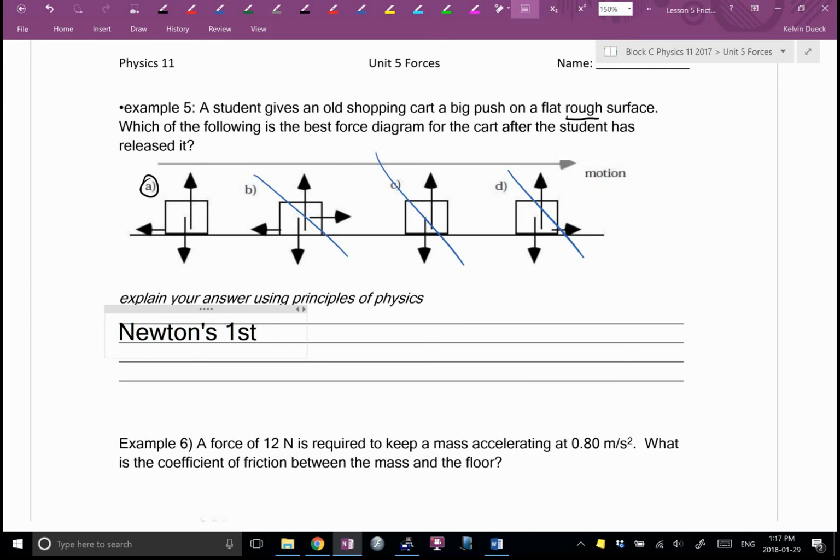I'm impressed. I give this often to my grade 12s, and so many of them want to pick D because it's moving forward. And I've done my rant last class, but I'll repeat myself. Hannah, it's not the direction of motion, it's the direction of acceleration. That's what Newton's laws tell us. So if you're moving forwards but you're slowing down, it means you're accelerating to the left. Is that okay, Mateo?